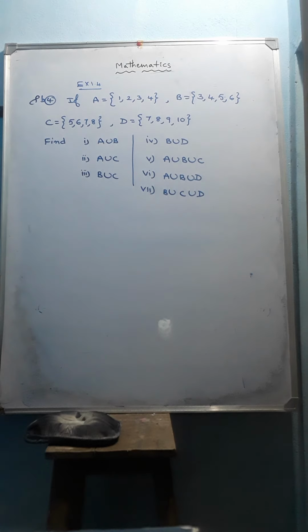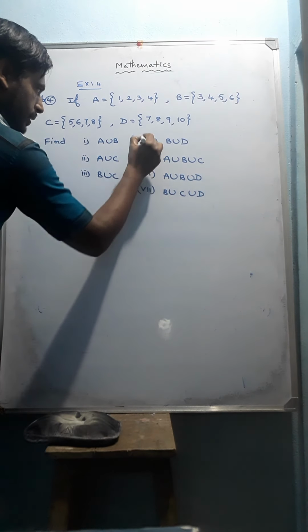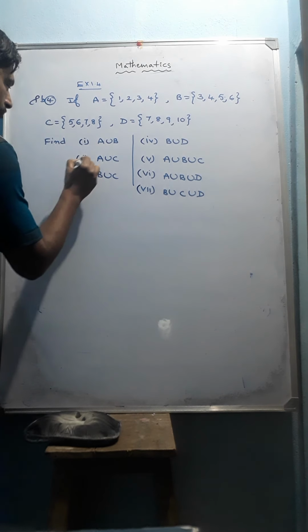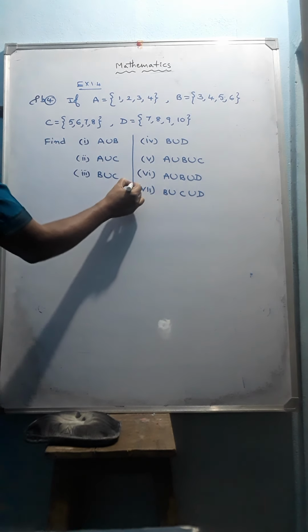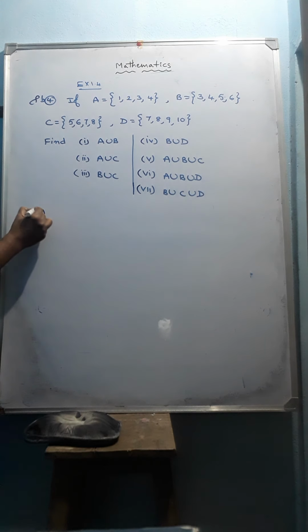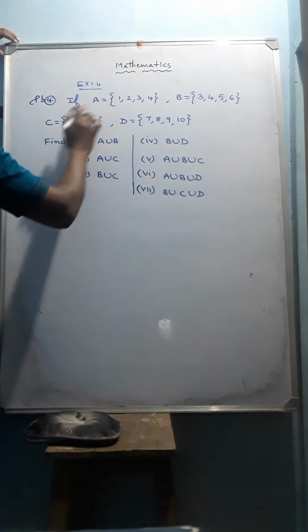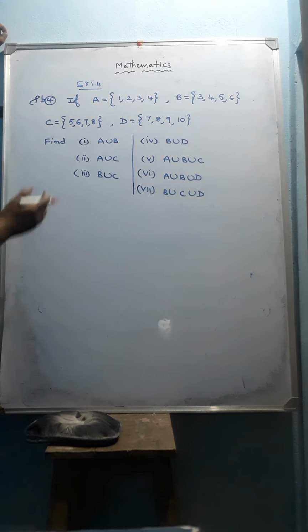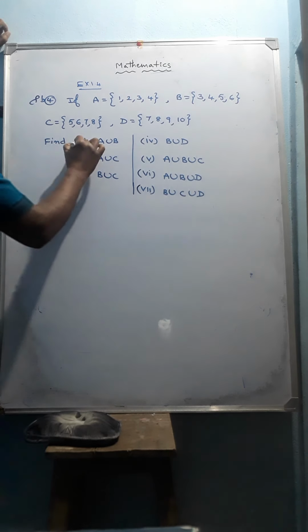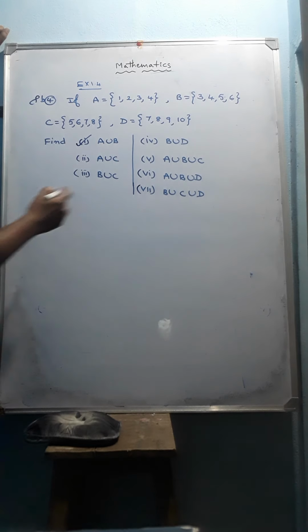Okay, very easy problem. Here 7 sub problems are there. I will teach you 3 problems, and the remaining problems you can solve. So the answer. Here 4 sets are given: A set, B set, C set and D set. He is asking 7 sub problems. So I will solve the first one, then the fifth one, then the 7th one. Remaining problems you can solve.